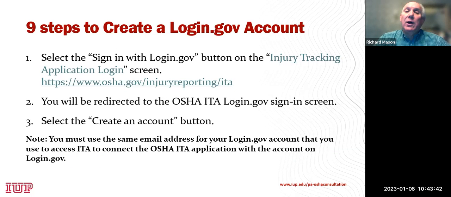9 steps to create a login.gov account. Okay, select the sign in with login.gov on the injury tracking application. You can go straight to the injury tracking location at osha.gov/injuryreporting/ITA. So that's the easiest way to access it. You'll be redirected to the OSHA ITA login.gov sign-in screen. You just select create an account, and just a reminder, you have to use the same email address for your login.gov account that you have been using for your injury tracking app account on the OSHA website.